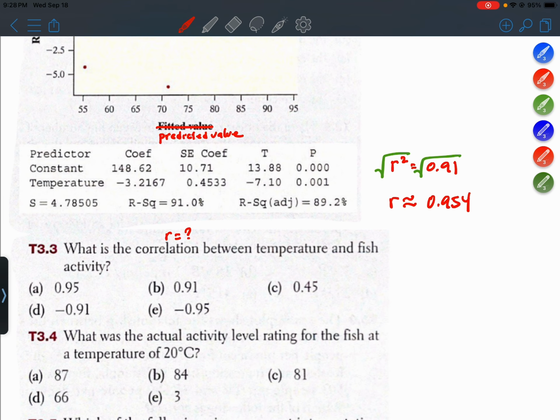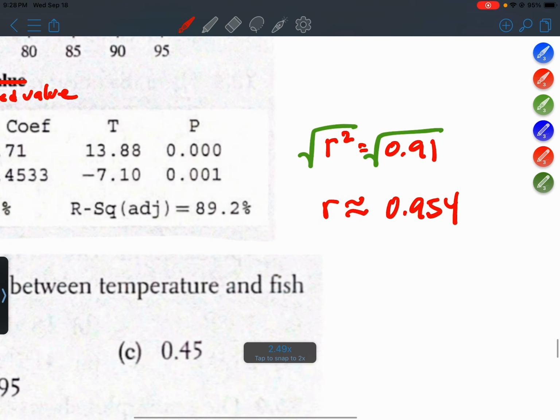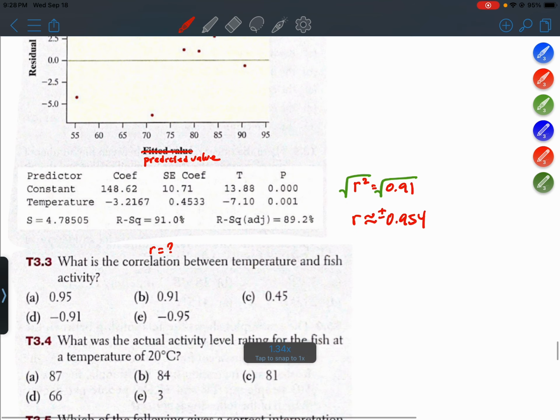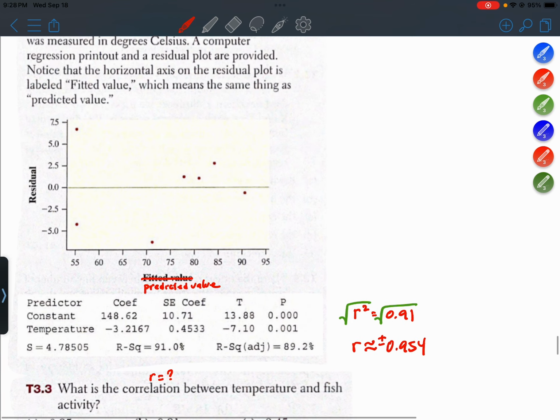All right, now at this point, let's not jump to the answer, because we've got to remember that when you take a square root, there are actually two types of square roots, positive or negative. So how do we know whether the correlation is positive 0.95 or negative 0.95? Well, the correlation always matches the direction of the relationship. If the relationship is positive, the correlation will be a positive value, and a negative relationship, a downward trend, would have a negative correlation. Well, we don't have a scatter plot.